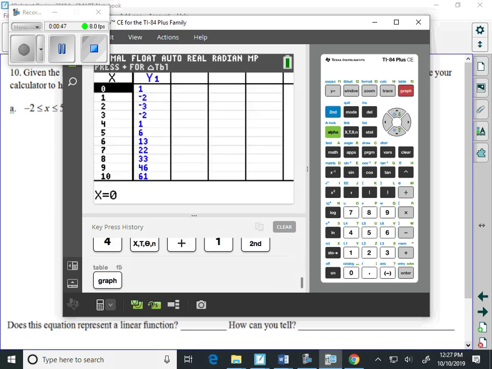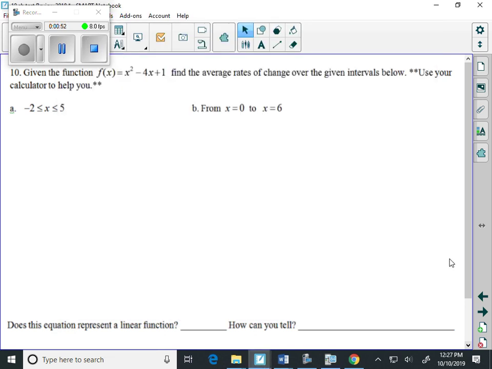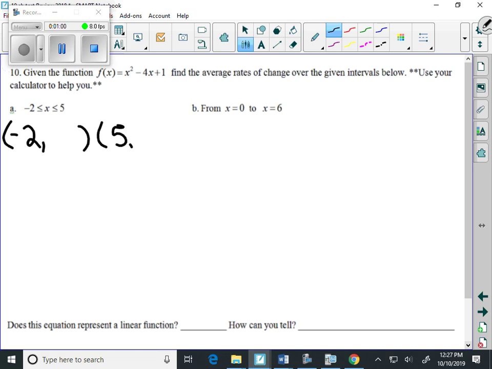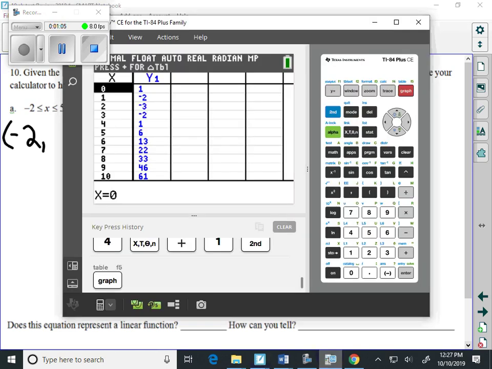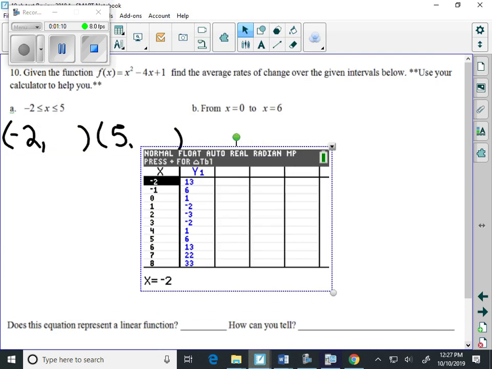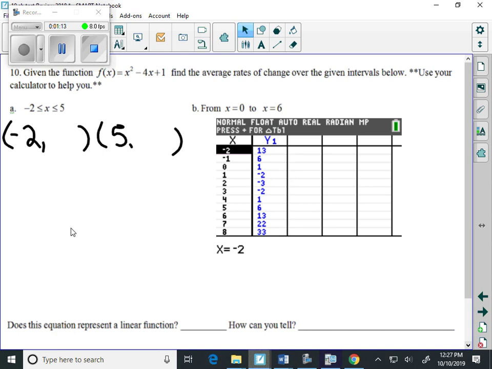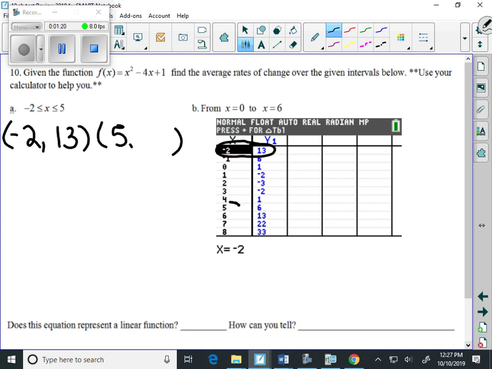What we're looking for in this particular problem is we want what goes with the -2, and then we want the value that goes with 5. So if I pull this back up here, I need to scroll, and there's -2 that we can see now. -2 has a value of 13. 5 has a value of 6.